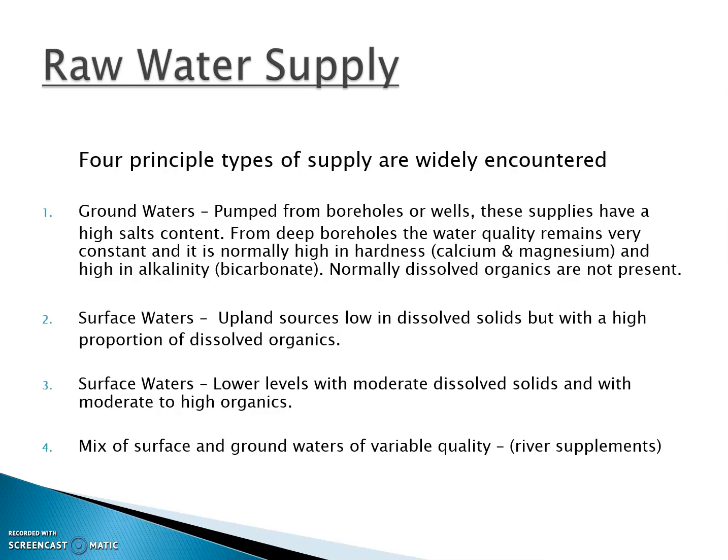Number 2. Surface waters. Upland sources are low in dissolved solids but with a high proportion of dissolved organics, and lowland sources with moderate dissolved solids and moderate to high organics. Number 3. A mix of surface and groundwaters of variable quality.